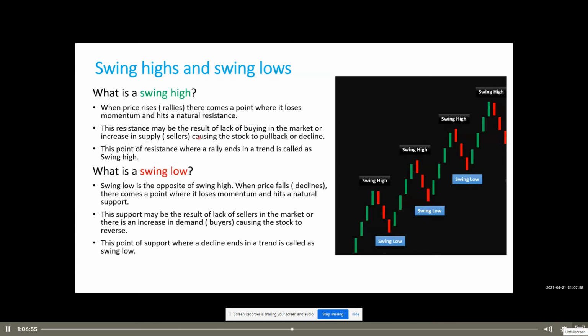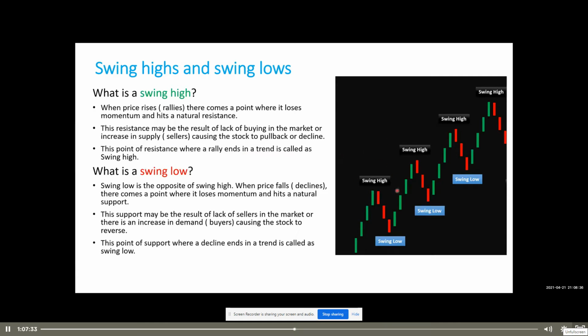So those are the two cases of how a resistance is formed. One is due to lack of buyers in the market, and number two is an increase in the number of sellers, right? So when both of those combine, or one of them is more than the other, there is going to be a wall, and that results in the formation of a resistance. And then there is a strong resistance. What's going to happen is the stock is going to pull back, right? When that pullback happens, supply is going to be greater than demand, meaning sellers are going to be in control, and they're going to start pushing the stock price down, right? So the point of resistance where a rally ends in a trend is called a swing high.